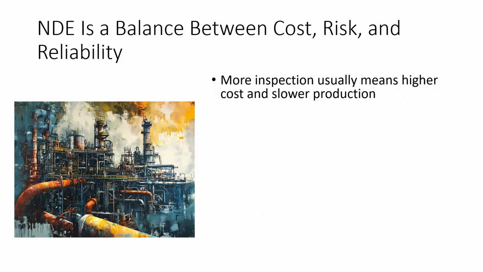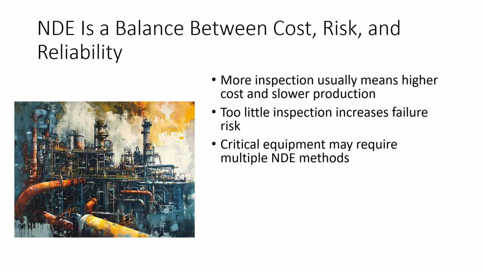So NDE is a cost, balance, risk, reliability mess. And it's something we need to be able to balance out, right? More inspection is going to be higher cost, and it's going to slow production down. We can look at every weld we do with every NDE method, and it's really going to slow things down and jack the cost up. And we can go the other extreme where we don't do enough inspection and then something goes wrong and we have a catastrophic failure and things just get ugly. And this is kind of the thing we balance.